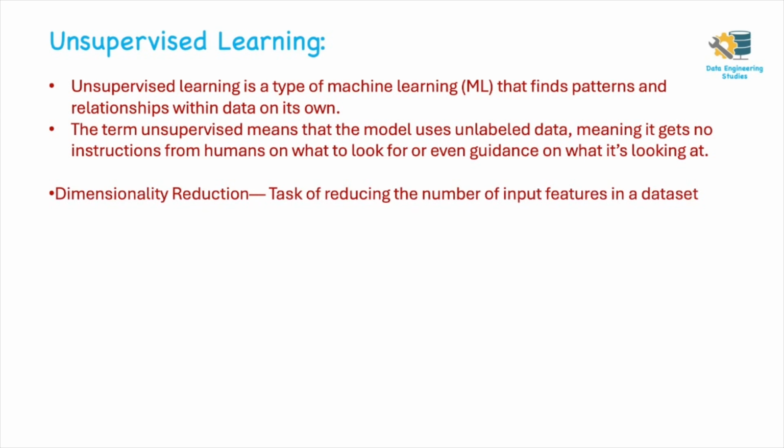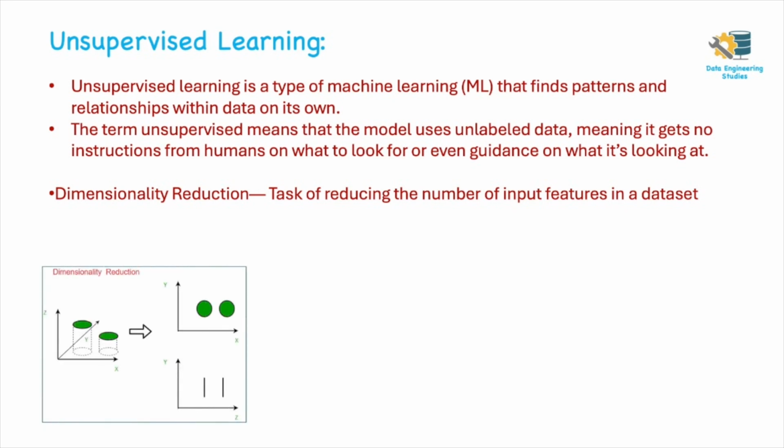The first task is dimensionality reduction. Dimensionality reduction is a task of reducing the number of input features in a dataset. Let's assume that our input is three-dimensional data. Our input is a cylinder, which has two lower-dimensional shapes, a circle and a line. We are reducing our input data, which is three-dimensional, to two-dimensional, which is circle and line.